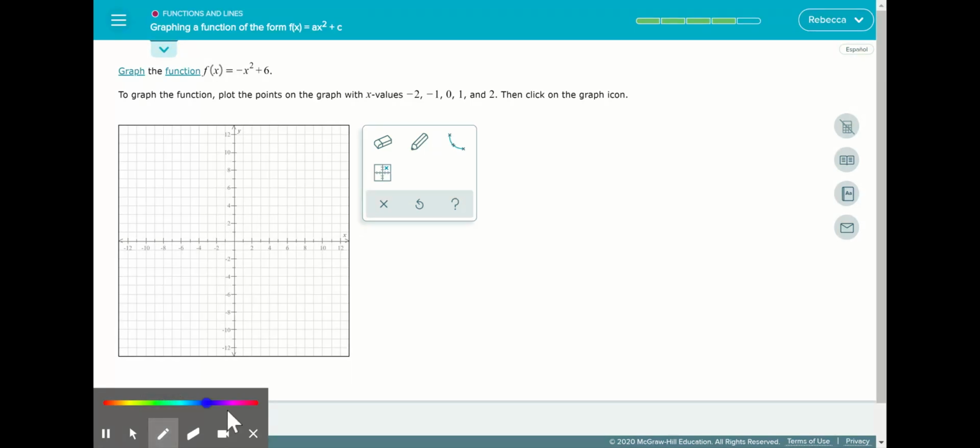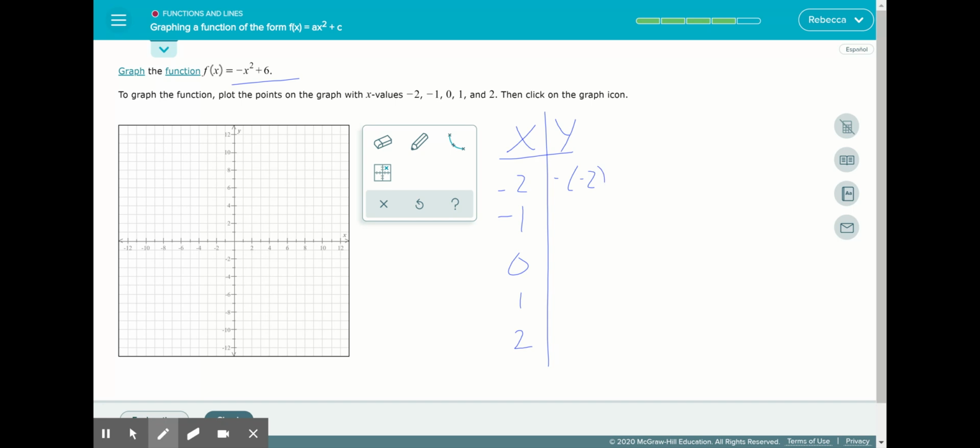So this time it wants us to do -x squared plus 6. So we create our x and then plug in our x value. So now I have the opposite of -2 squared plus 6. So the opposite of 4 plus 6. So -4 plus 6 gives us 2.